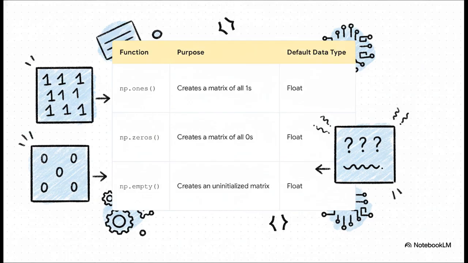And np.ones is just the beginning. NumPy gives you a whole suite of these power tools. np.zeros does exactly what you think, fills the matrix with zeros. And then you have np.empty, which is a really interesting one we'll look at in just a second. And a quick heads up, by default, all of these create floating point numbers.